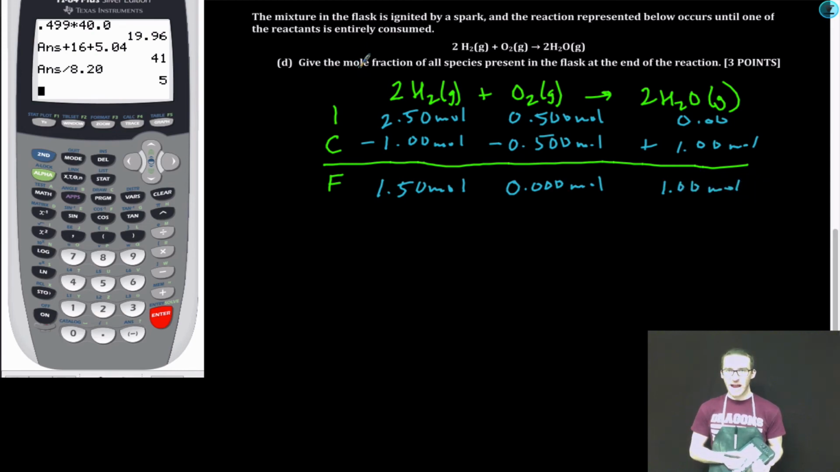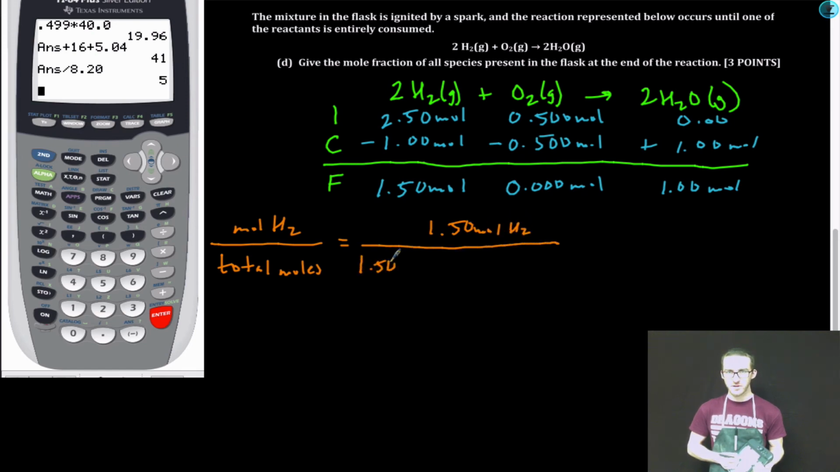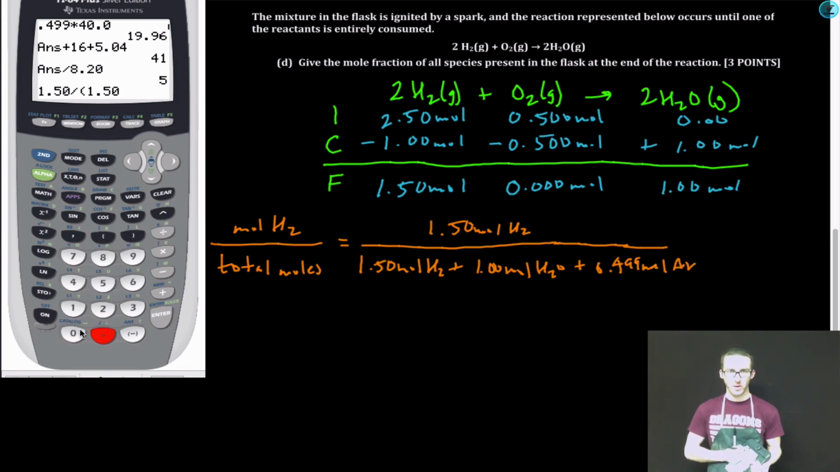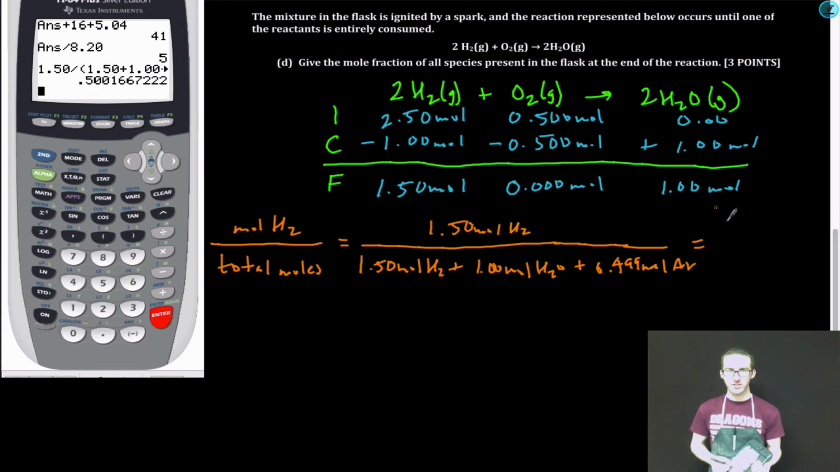Now I want the mole fraction of all species. So let's first do the mole fraction of hydrogen. Remember, it's the moles of hydrogen over total moles. So it's going to be 1.50 moles of hydrogen over 1.50 moles of hydrogen plus 1.00 moles of water vapor, plus, don't forget that inert argon. We still have 0.499 moles of argon in our flask. Calculator. 1.50 divided by parentheses 1.50 plus 1.00 plus 0.499. Close parentheses.